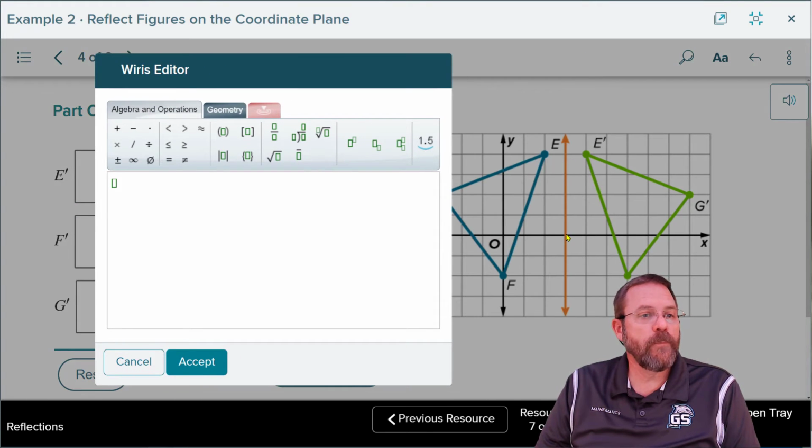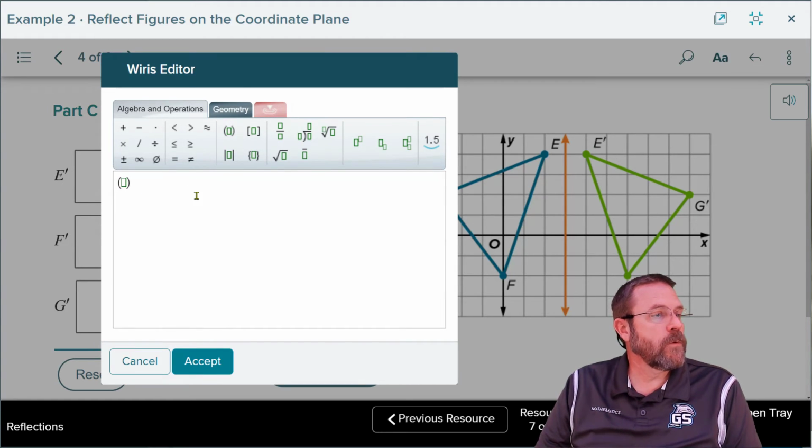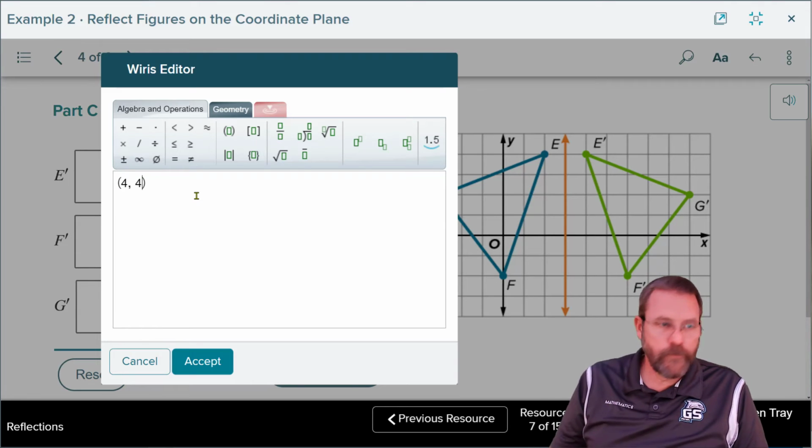So E prime is going to be, start from the origin. Don't make that mistake. You count from the origin. 1, 2, 3, 4. 1, 2, 3, 4. So E prime is going to be 4 comma 4.